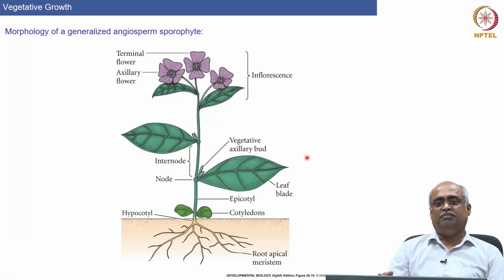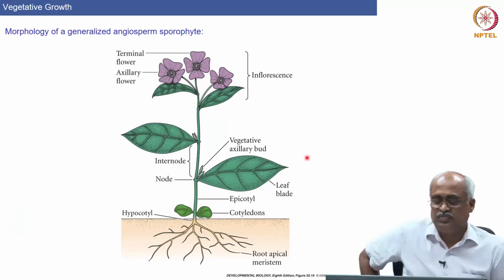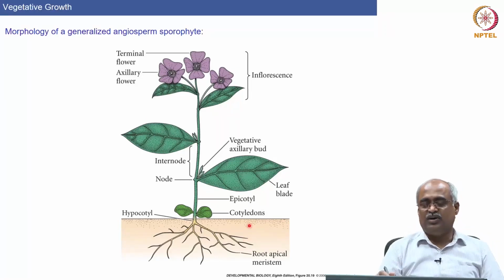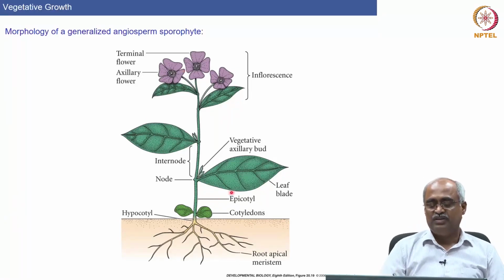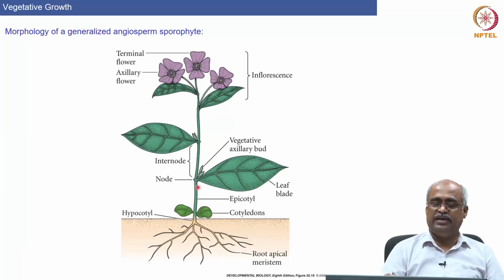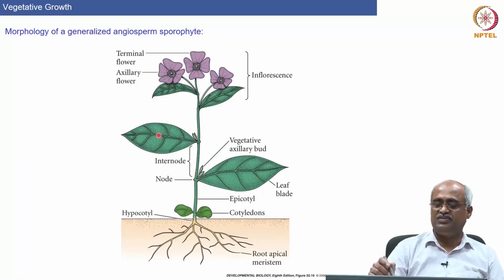the structure of a typical angiosperm, that is a typical flowering plant, the sporophyte generation of an angiosperm. So shown in this cartoon is one such flowering plant with the flowers there. So you have the root, and then below the cotyledons we call the hypocotyl, then you have the cotyledons, then from the cotyledons to the first leaf we call the epicotyl, then you have the leaves, then you have the axillary bud that is formed between the stem and the leaf at that angle, and then you have the internode, then you have finally flowers. Okay, so flowers can be axillary or terminal flowers.